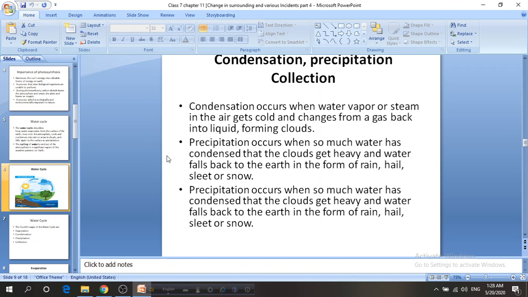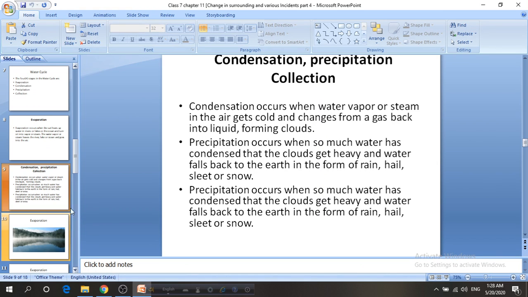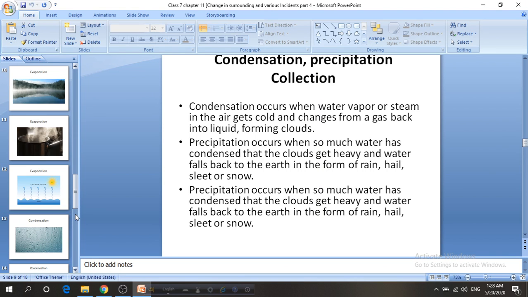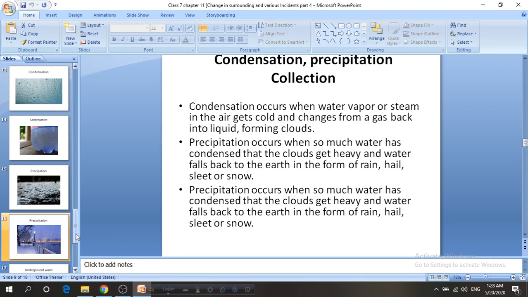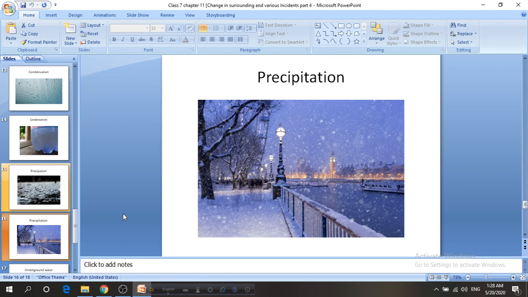Precipitation occurs when so much water has condensed that the clouds get heavy and water falls back to the earth in the form of rain, hail, sleet or snow, and this water is stored as groundwater or fresh water in earth.